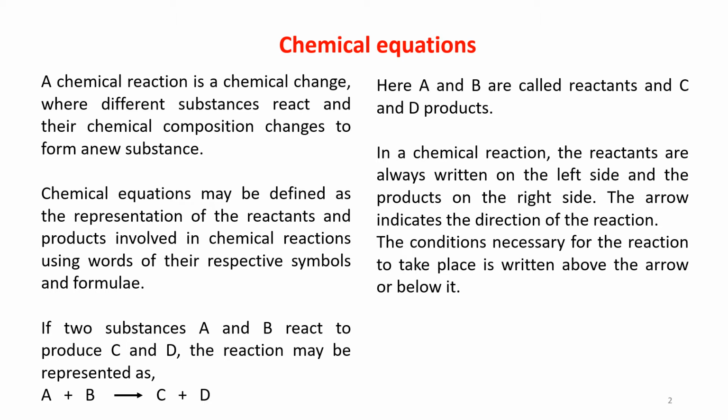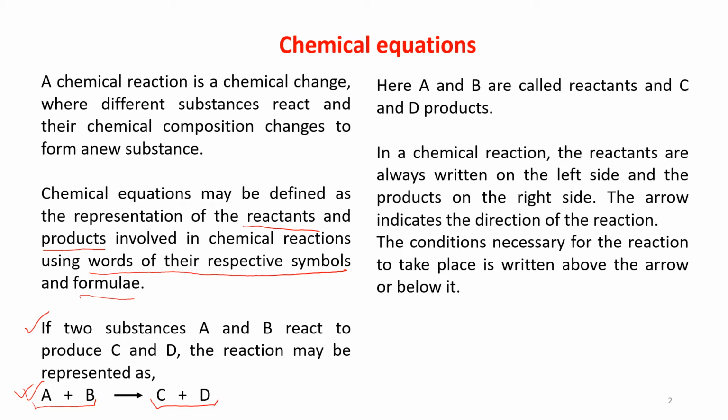Chemical equations may be defined as the representation of reactants and products involved in a chemical reaction using words or their respective symbols and formulae. If two substances A and B react to produce C and D, the reaction may be written as A plus B arrow C plus D. Here A plus B are the reactants, and C and D are the products.